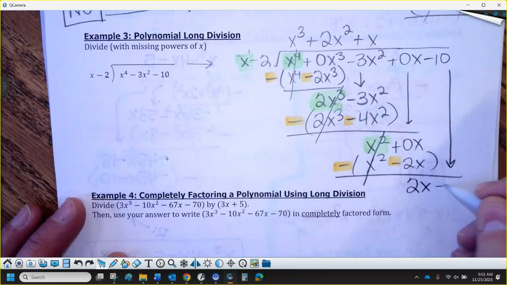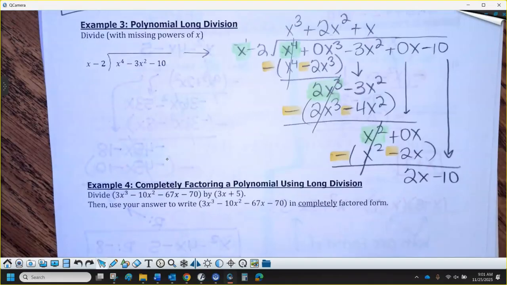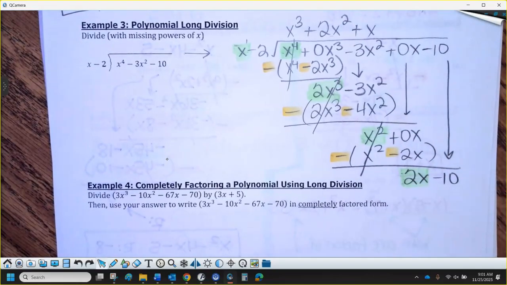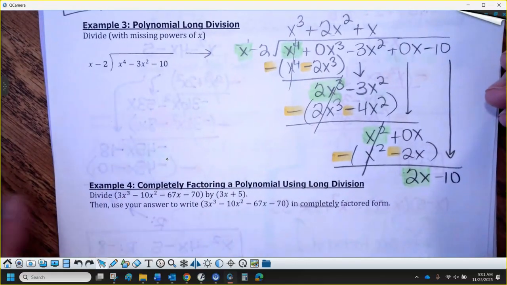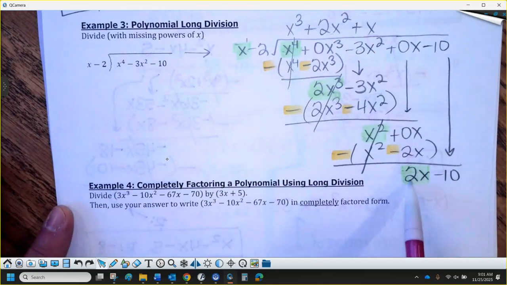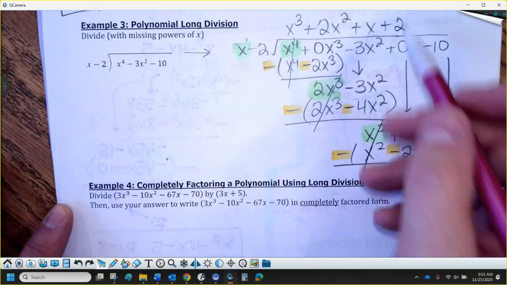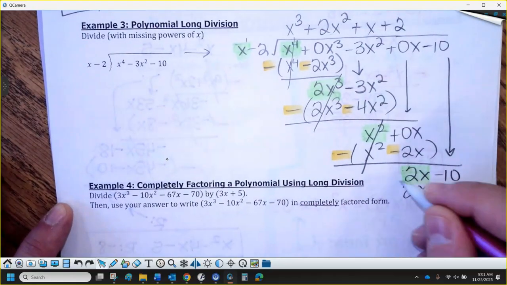And I'm going to bring down that last term in the polynomial, which was negative 10. So just one more question for you. What do you multiply x by to turn it into 2x? What would I multiply x by to turn it into 2x? 2. Just need a 2. We already got an x. All right, so 2 times x is 2x. 2 times negative 2 is negative 4.